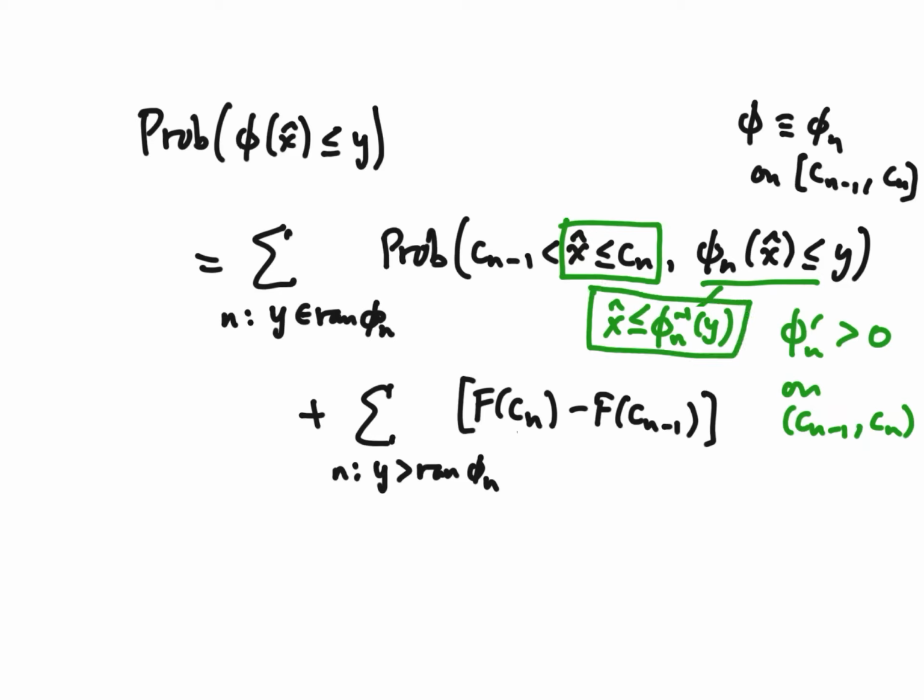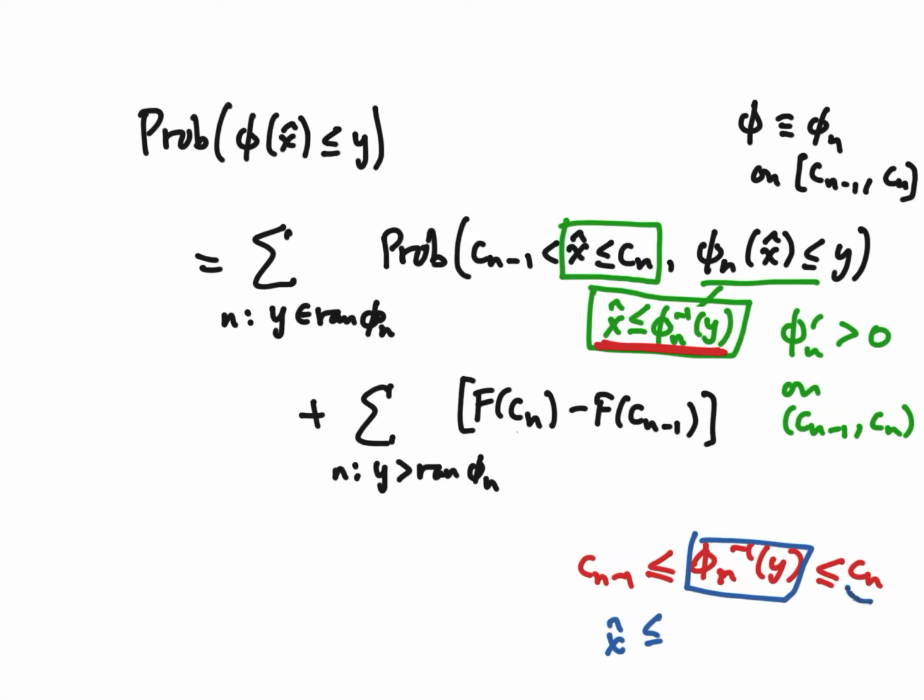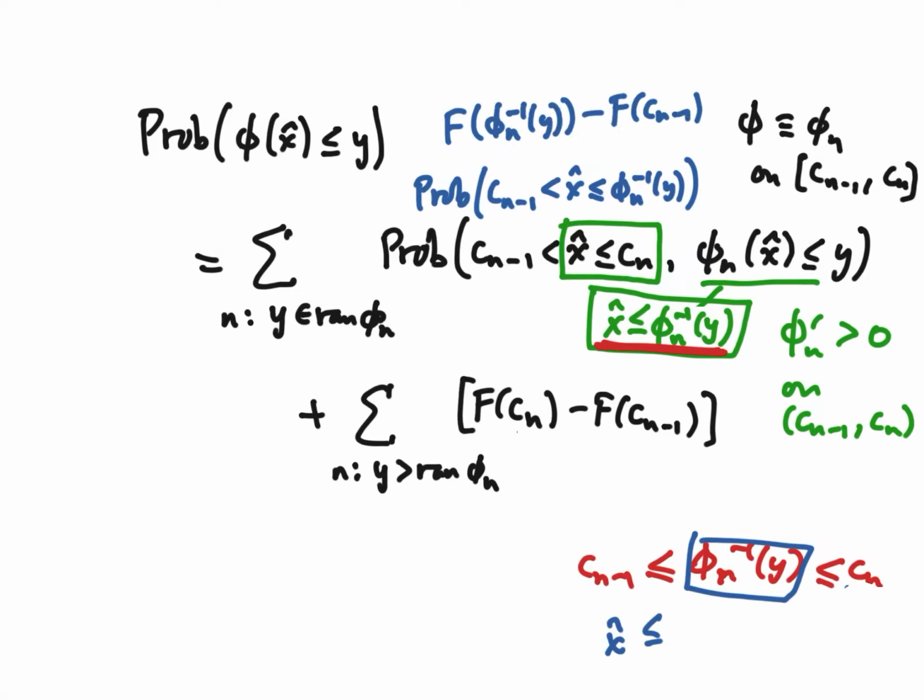So you see you have these two upper limits. But which one is the sharper one? Which one is the stronger statement? Well, it's this one. This limitation supersedes the other one, because phi n inverse of y is somewhere between cn minus 1 and cn. So saying that x hat is less than or equal to this one will automatically imply that x hat is less than or equal to cn. So it's the stronger one that dominates. Therefore, what we end up with is just the probability that x hat is greater than cn minus 1, but less than or equal to phi n inverse of y. And that is also of the form big F of the right endpoint minus big F of the left endpoint. That's where that type of term comes from. That's the type of term you get when you have one of these increasing pieces.